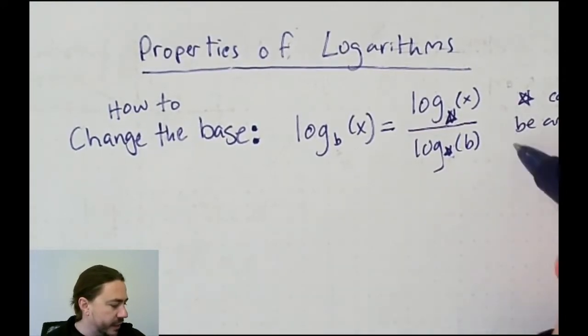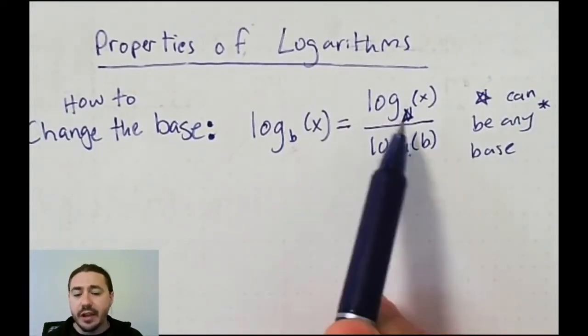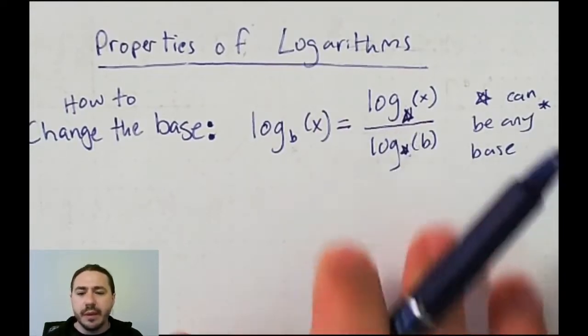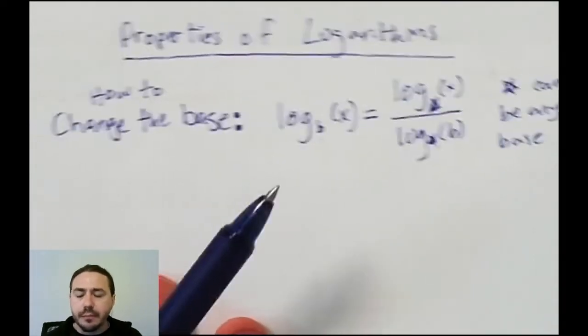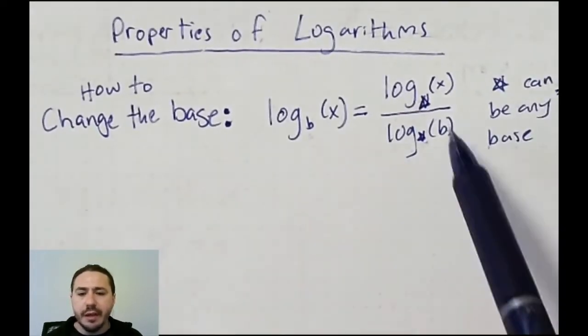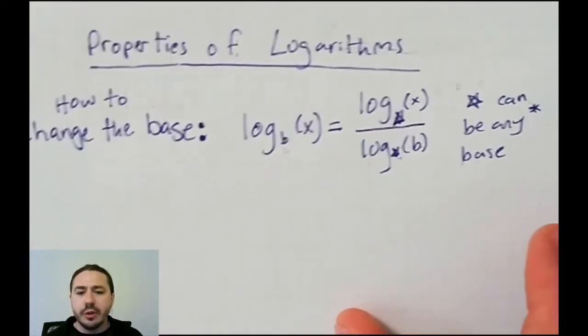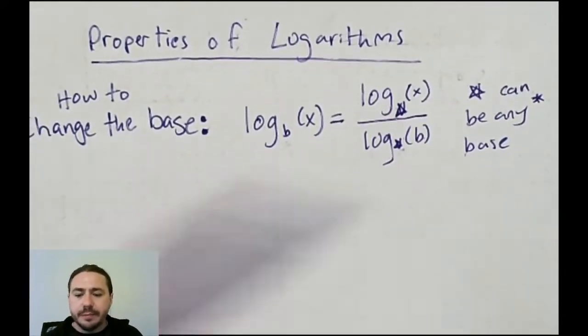Now, when I say any base, there are obviously some restrictions to what the base can be. We talked about that last time, that this base can't be negative and it can't be 1 either, or 0 for that matter. So it's got to be positive, and the only positive number it can't be is 1. So that's how we're going to go ahead and change the base.